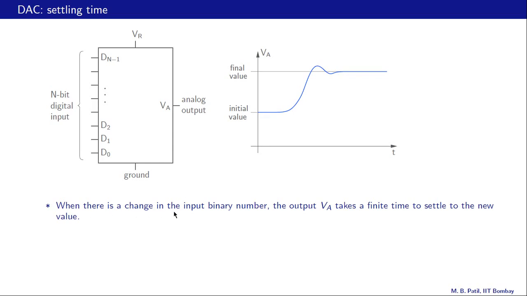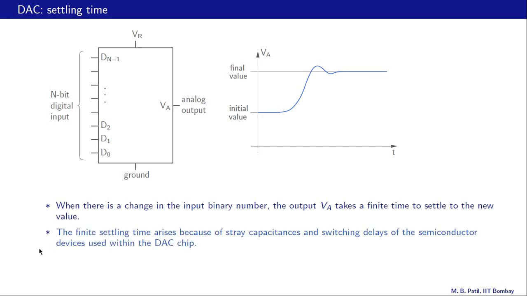So when there is a change in the input binary number, the output VA takes a finite time to settle to the new value. This finite settling time arises because of stray capacitances and switching delays of the semiconductor devices used within the DAC chip. And manufacturers will, of course, strive to make this settling time as small as possible, but it cannot be made zero.